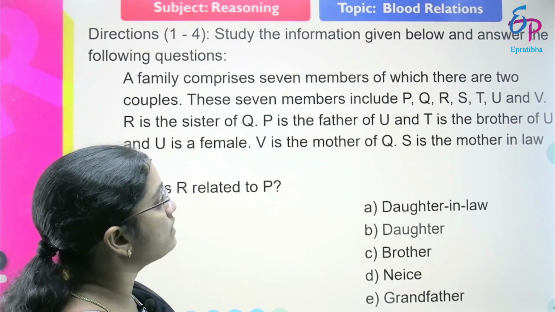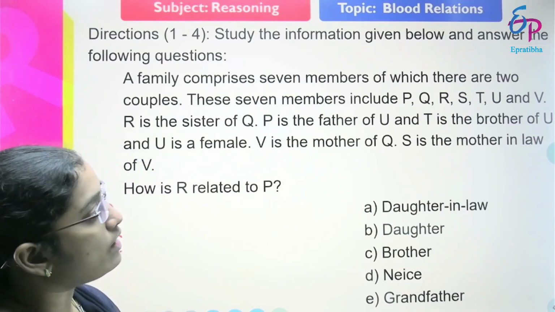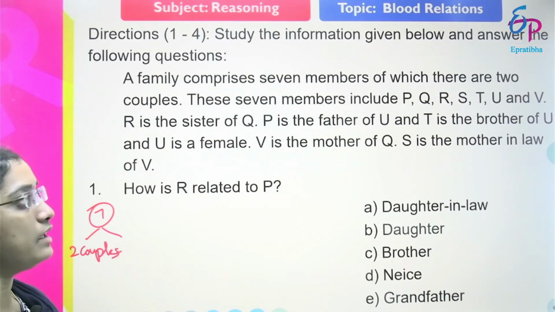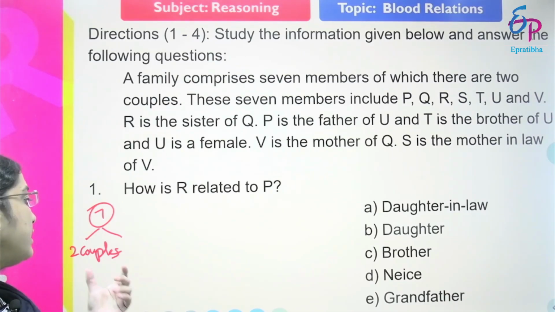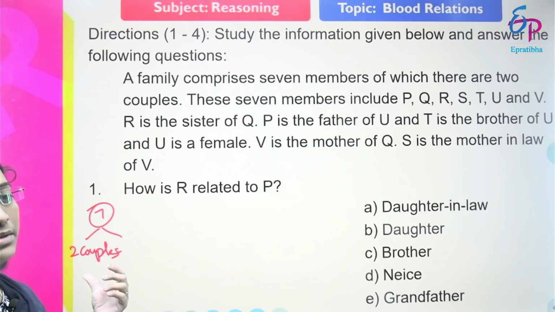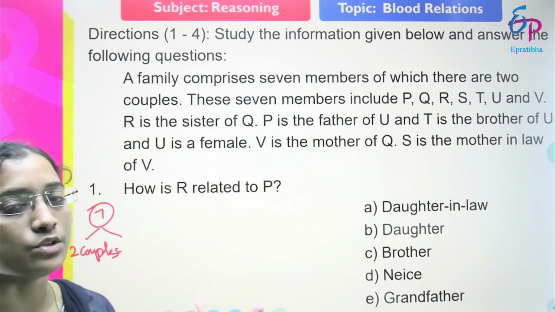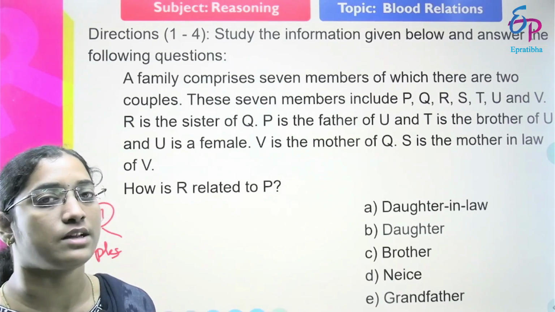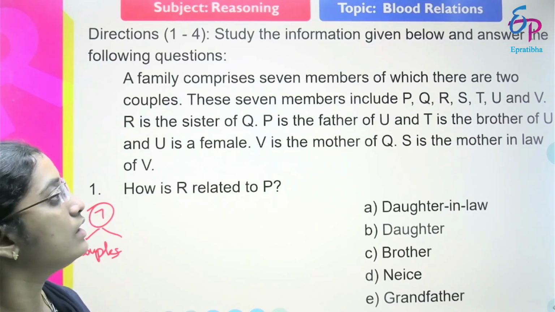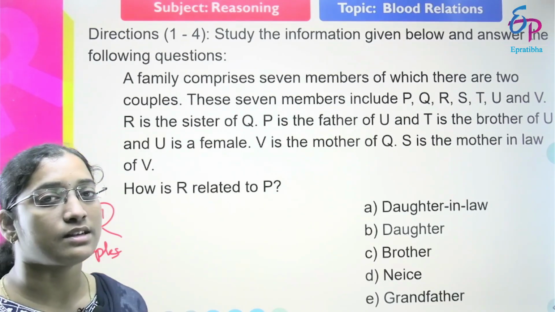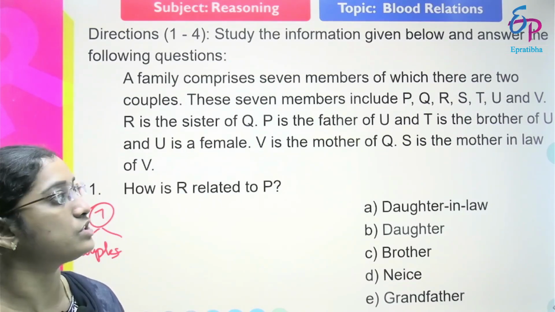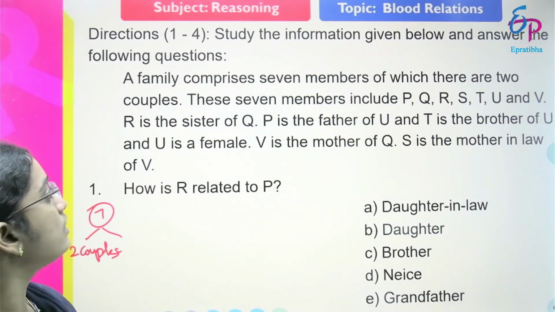These 7 members include P, Q, R, S, T, U and V. So they mention 7 person names clearly, friends. Out of 7 members we have 2 couples, which means 2 males and 2 females, definitely, right? Then the remaining 3 persons, we don't know their information, right? They are not telling us which persons are couples at the start of the question, so we need to check the remaining information.